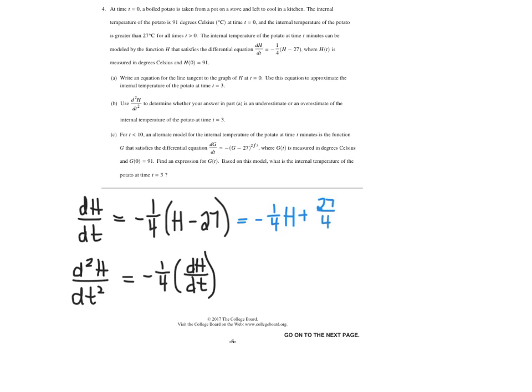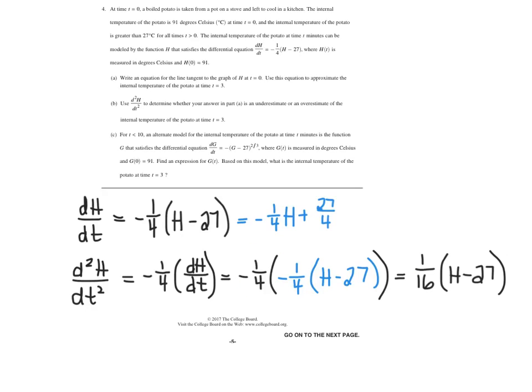And when we take the derivative of this entire piece, the 27/4 constant goes to 0, and the derivative of the first term becomes negative 1/4 the derivative of h. And when we get to this point, we know that the first derivative is equal to this entire thing. So I'm going to substitute that for dh/dt, and you can see that here in blue. So this is our dh/dt. And I'm just going to distribute this negative 1/4 to get 1/16 times the quantity h minus 27.